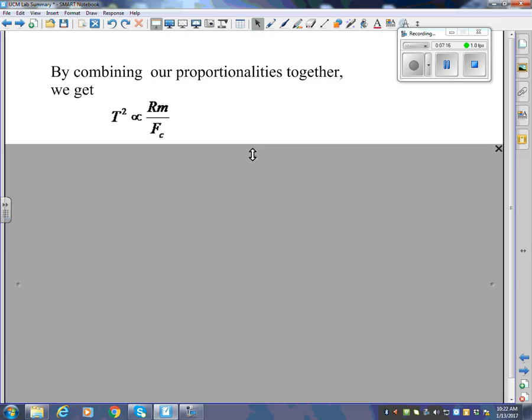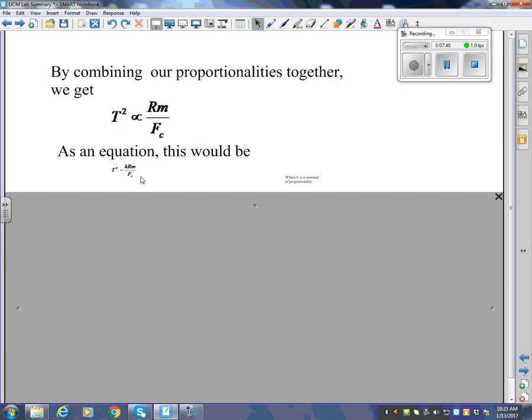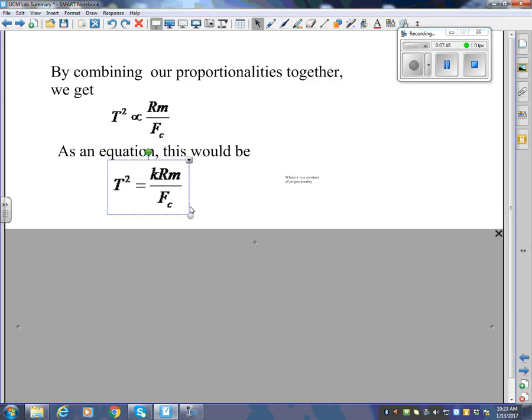Now, years ago I used to teach about how to convert proportionality statements into equations. I don't do that so much anymore, but I do sort of mention it. How do we go from proportionality to equation? We have to insert a number that makes it work, a constant, like the pi in the area of a circle equals pi r squared, right? And so as an equation, this would become T squared is equal to KRm over Fc, where K is the constant of proportionality, the number that makes it work, the pi in that formula.